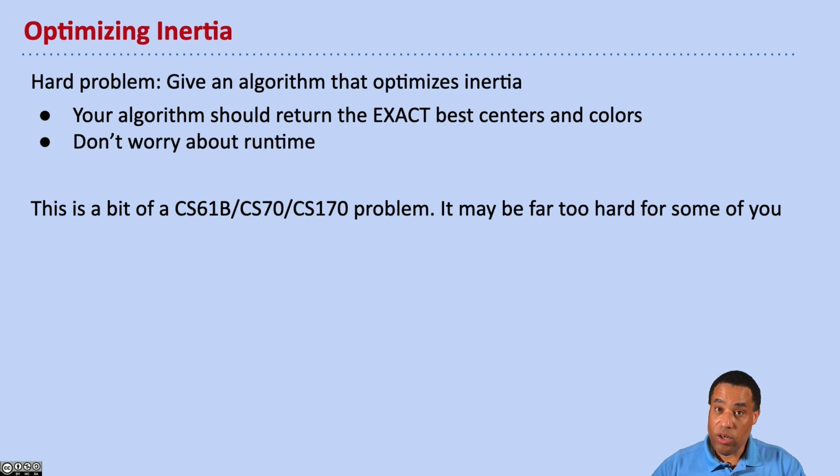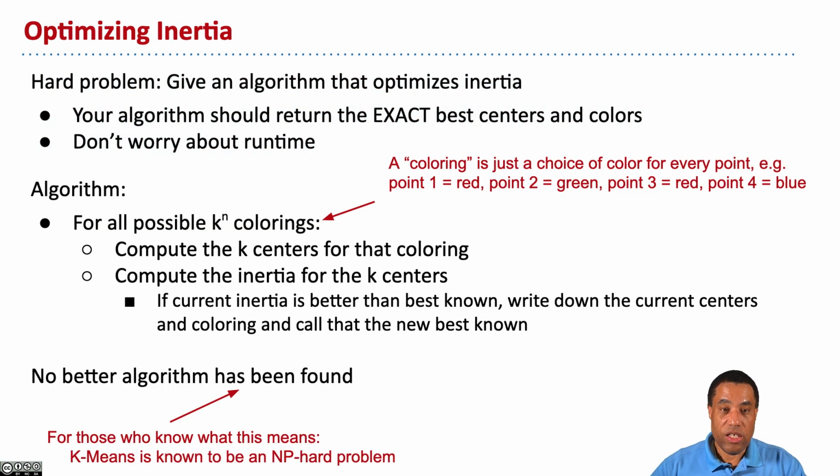Okay, so here is an algorithm that we could use, and it works as follows. We're going to generate all possible k to the n colorings. A coloring is just a choice of color for every point. So we could say point 1 is red, point 2 is green, point 3 is red, point 4 is blue. And we're going to do all possible colorings. Then for each one of those colorings, we're going to compute the k centers for that coloring. And then we'll compute the inertia that's associated with those k centers. If the current inertia is better than the best known inertia, then we'll write down the current centers and coloring, and call that the best known selection.